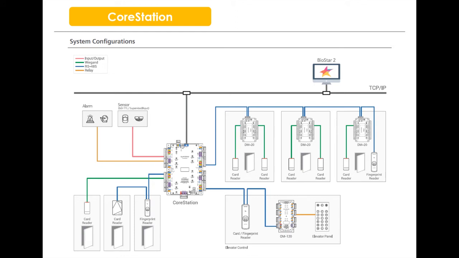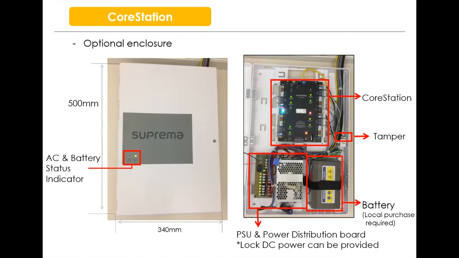Core Station also comes with an optional enclosure which includes the power supply unit and the power distribution board. You will have to purchase the battery locally in your country according to the specification guideline.